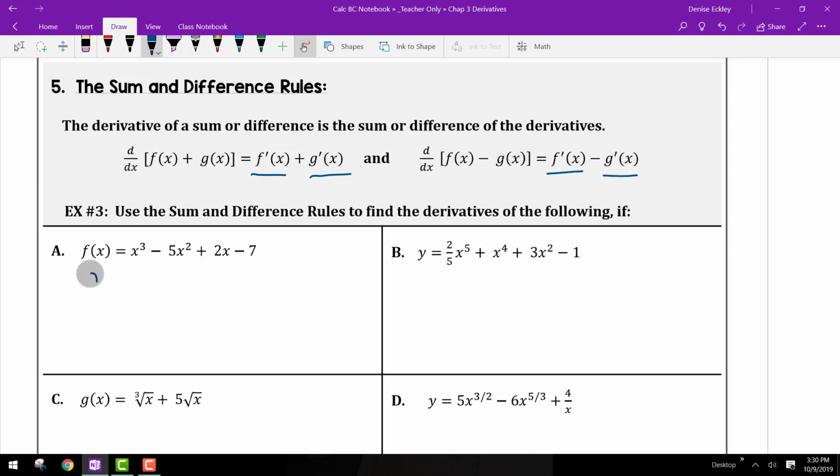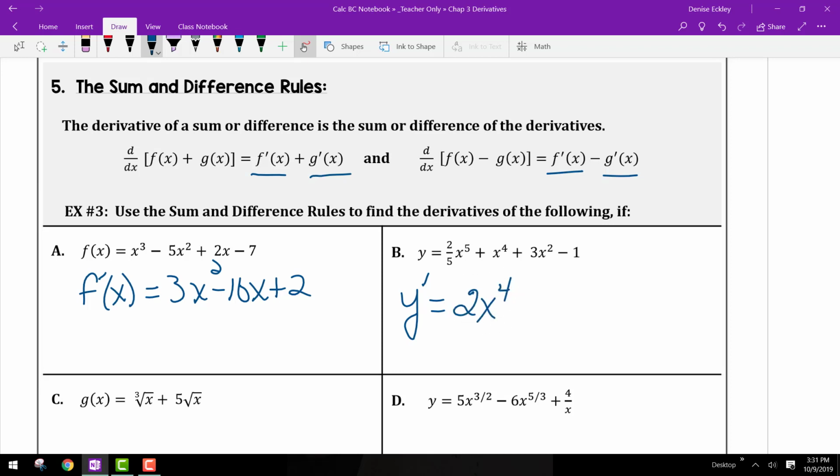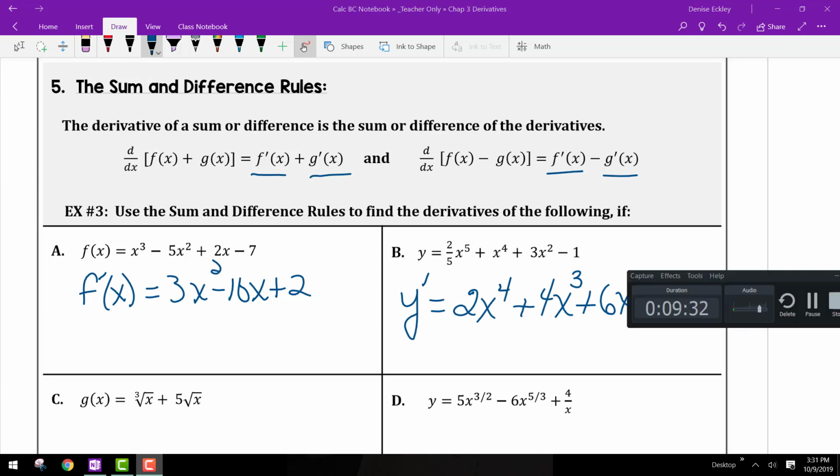So for letter A, we're going to get f prime of x is going to equal 3x squared minus 10x plus 2, and then plus 0. And we usually don't write that. Okay. And I'm going to do one more. So y prime in letter B is going to be 2x to the fourth, because that 5 and the 2/5 will cancel, plus 4x to the third plus 6x plus 0. Okay, so again, take a second, do the last two, and then check your answers.